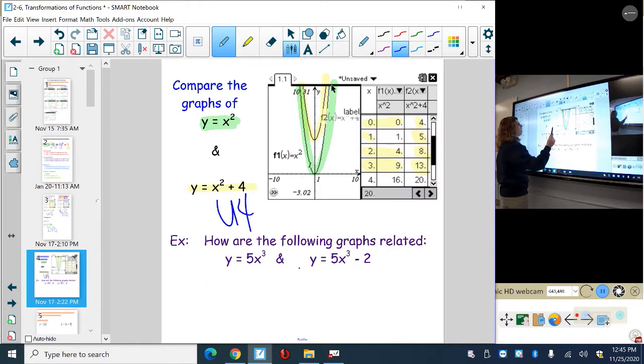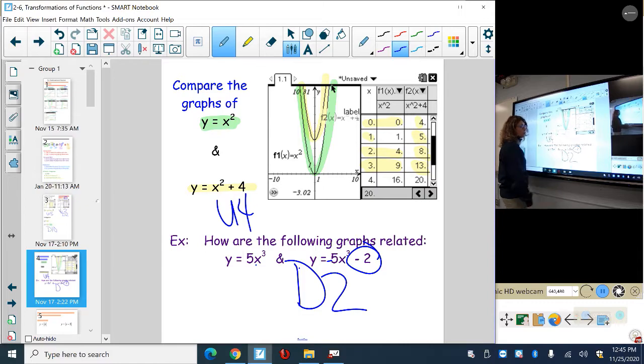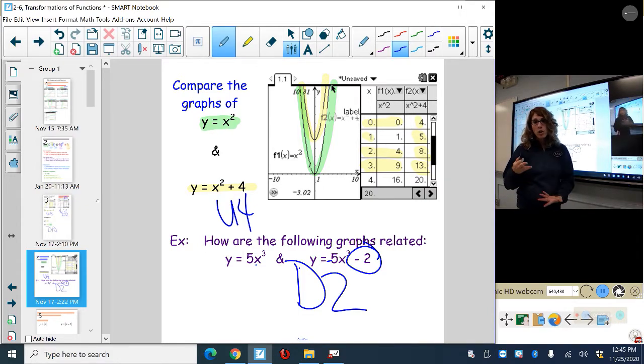Same thing here. 5x cubed and 5x cubed. This one has the -2, so that means it's going down 2 units. So what I've just shown you is the k value and how it moves the graph up and down, okay?